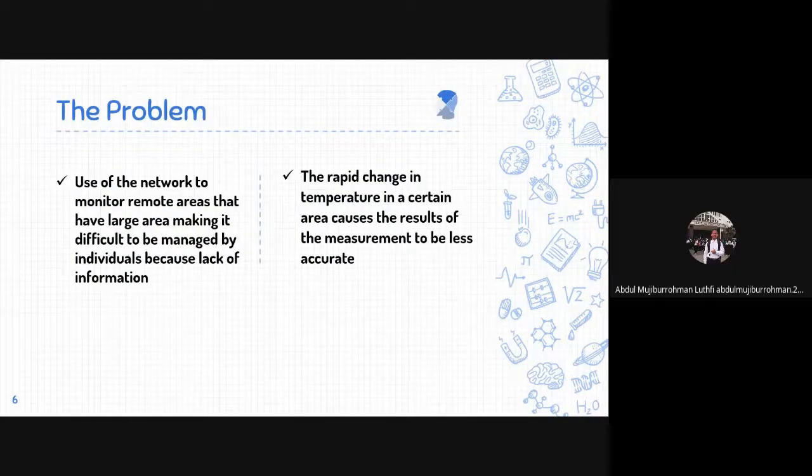Okay, the problems are: one, the use of a network to monitor remote areas that are large makes it difficult to be managed by an individual because of a lack of information. Two, the rapid change in temperature in a certain area causes the measurement results to be less accurate.